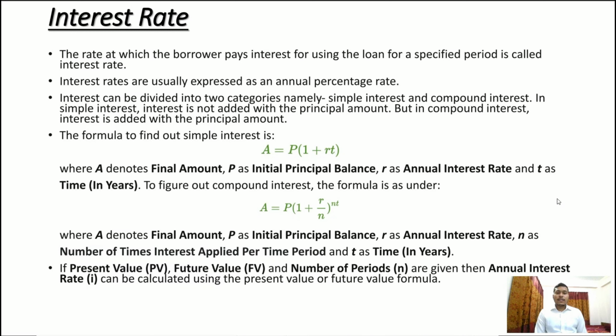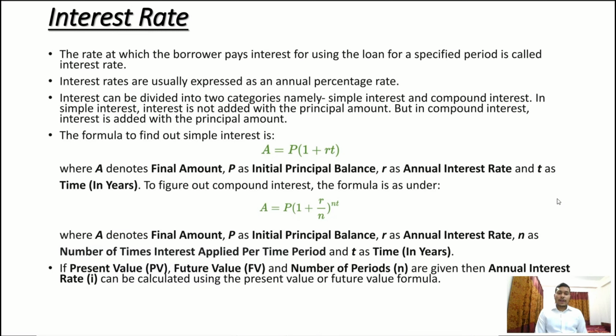Interest can be divided into two categories, namely simple interest and compound interest. In simple interest, interest is not added with the principal amount. But in compound interest, interest is added with the principal amount.